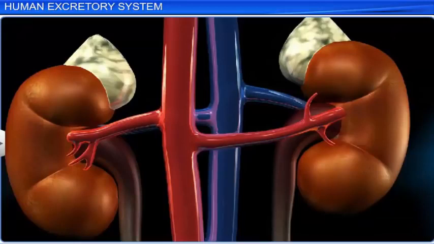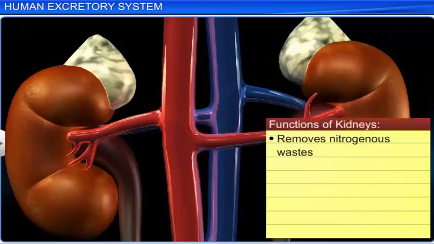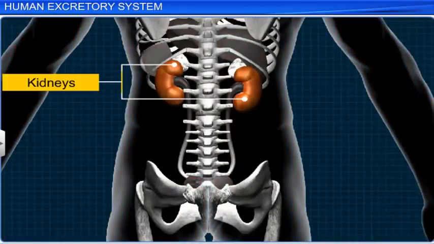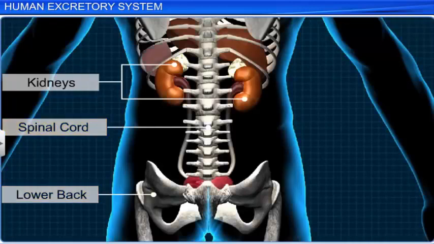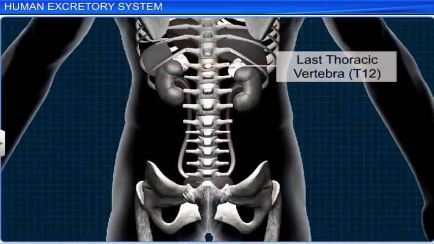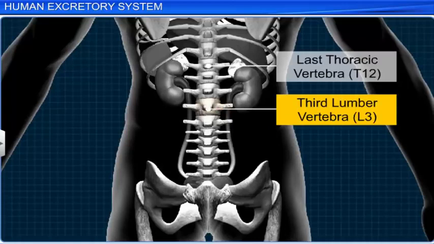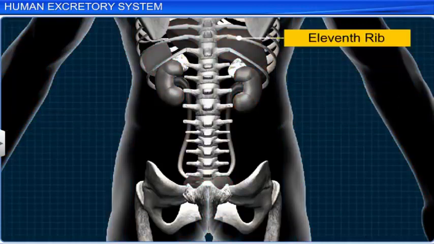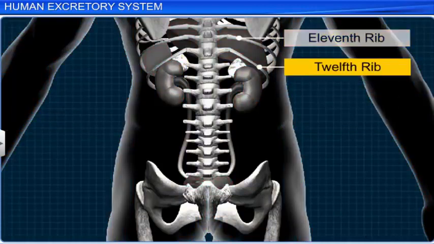Of these, the kidneys play a very vital role. They filter blood by removing nitrogenous wastes, regulate blood pressure, and assist in the production of red blood cells. The kidneys are compact, bean-shaped organs on either side of the spinal cord in the lower back. More precisely, they are situated between the last thoracic and third lumbar vertebrae in close proximity to the dorsal inner wall of the abdominal cavity. The 11th and 12th ribs partially protect the upper part of the kidneys.